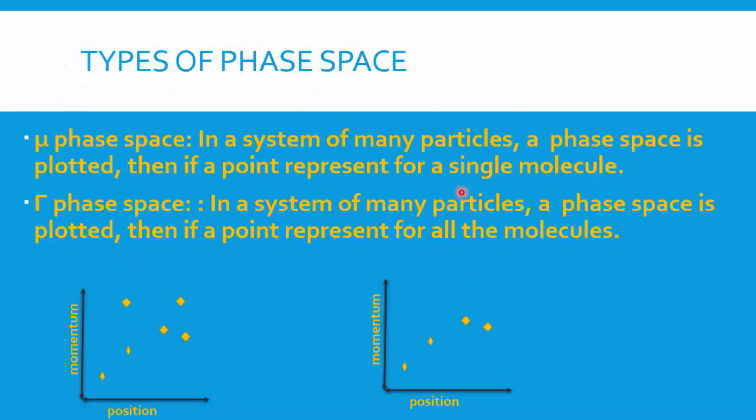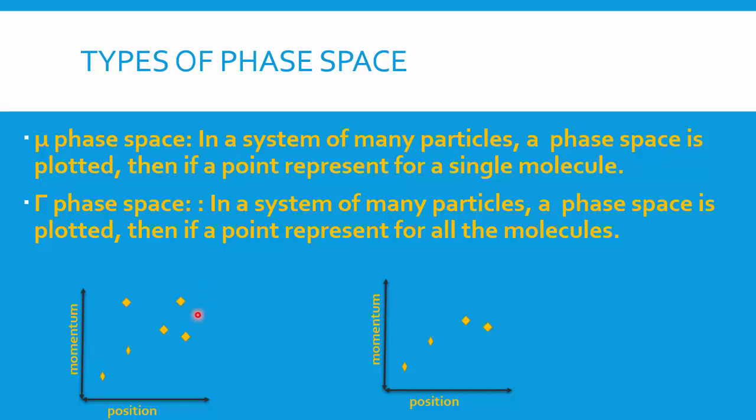Coming back to the types of phase space, there are basically two types. One is called the mu phase space, another is called the gamma phase space. Now what is phase space? Phase space is basically a graph or a plot between position and momentum. So when a particle is in motion, for every motion, just for your understanding, you just consider one dimension.